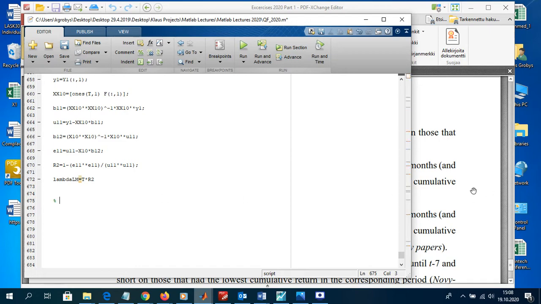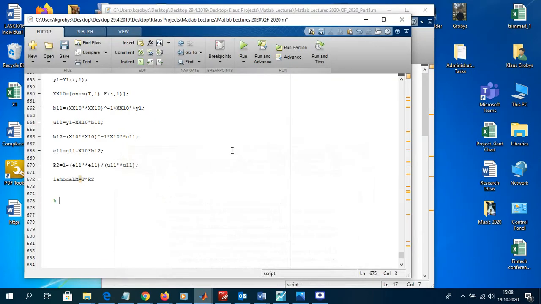So last is momentum. First of all, we want to define our matrix. Let's define it as Y5, the matrix of stocks that we use. And we want to use the first 25 stocks.